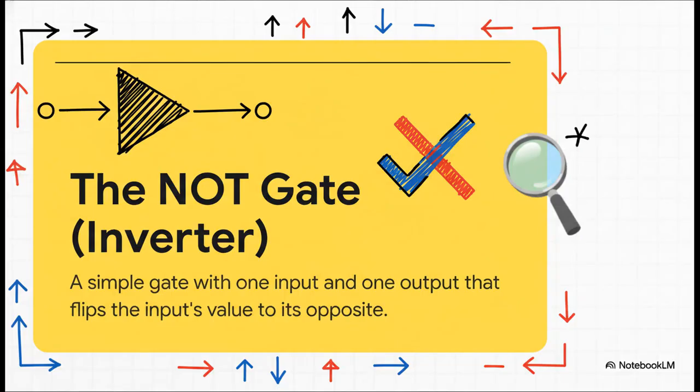Finally, there's the simplest and maybe the most essential gate of them all, the NOT gate. People often call it the inverter because, well, that's literally all it does. It takes one input and just flips it to its opposite. It's the ultimate contrarian of the circuit world.